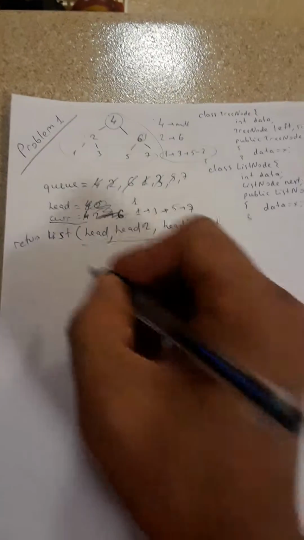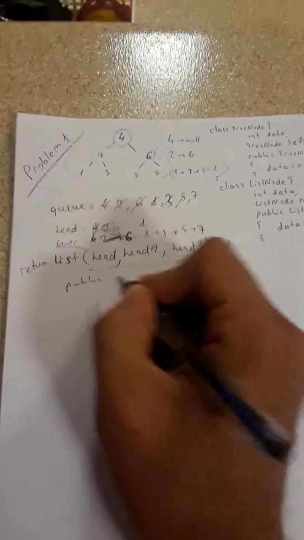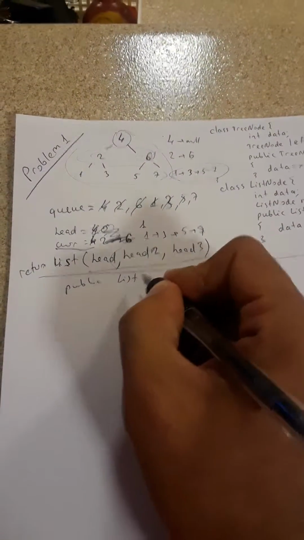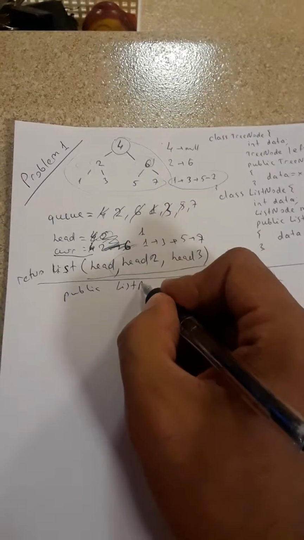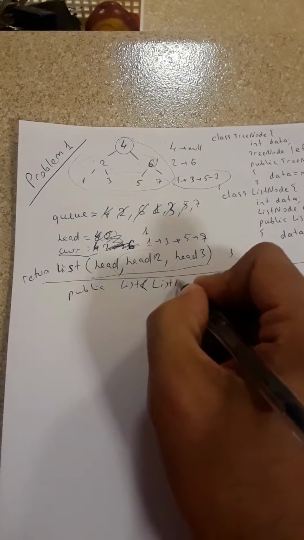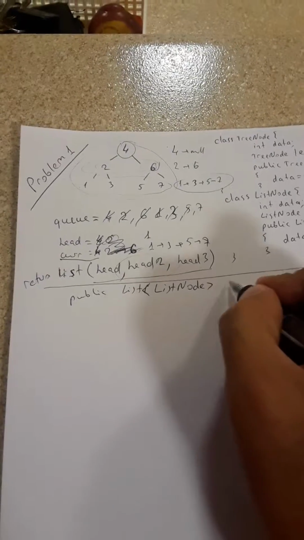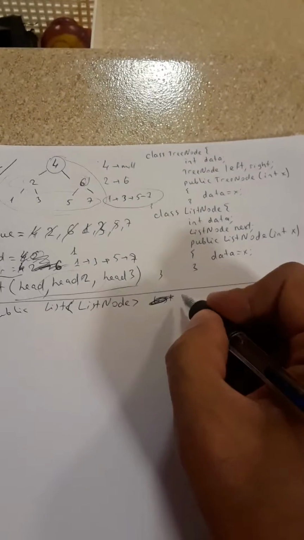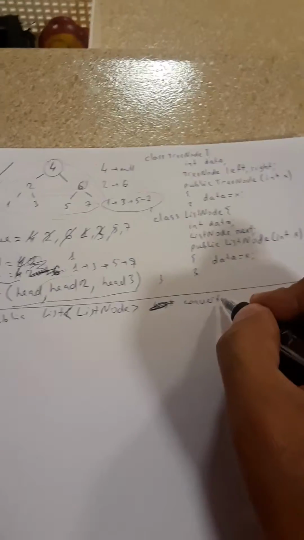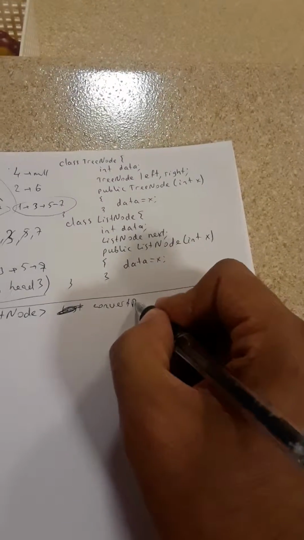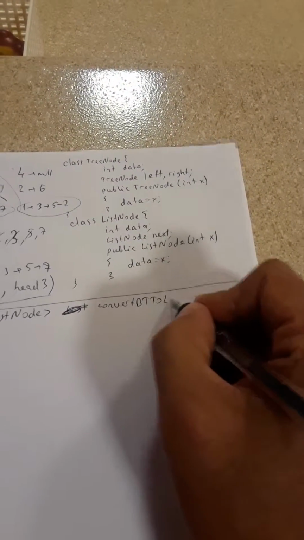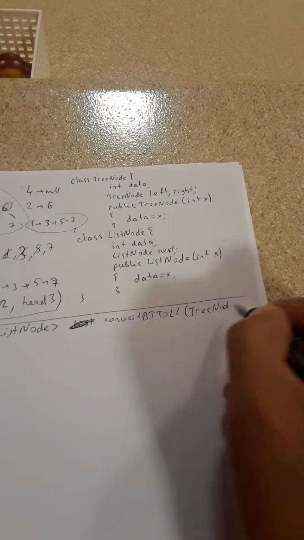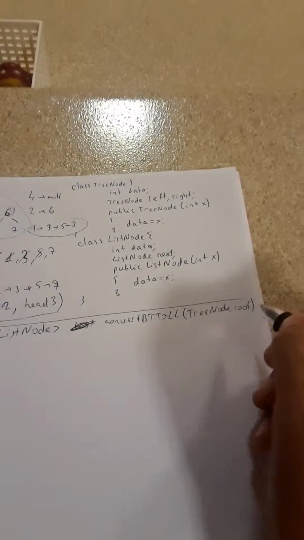So how is it going to look in code? Let's see it. The return will be a list of list nodes, and I call it list. Oh, no, it's just a list of list nodes, and it will be called convert binary tree to linked list. So the input will be just the root of the tree.